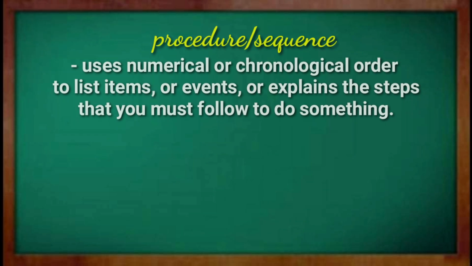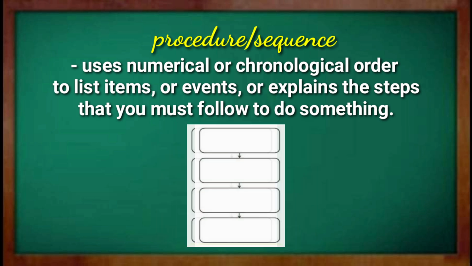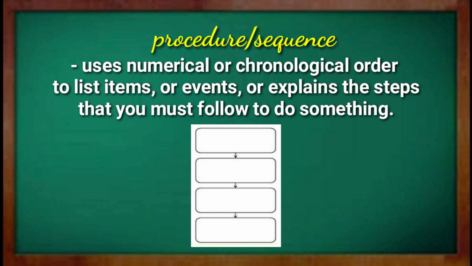In procedure or sequence text structure, the author uses numerical or chronological order to list items or events or explains the steps that you must follow to do something. In reading procedural or sequence text, the teacher may ask you to do this flow chart to show the workflow or process of doing something.